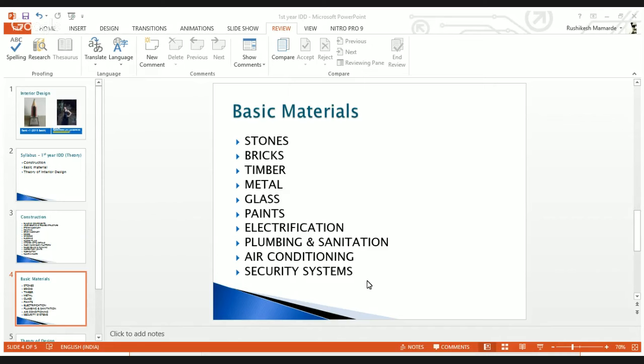Then again, the types of plywood, the procedure of making plywood, the procedure of making veneers, then different types of finishing materials like laminates and hardware. We are going to study everything in detail in the next lecture.